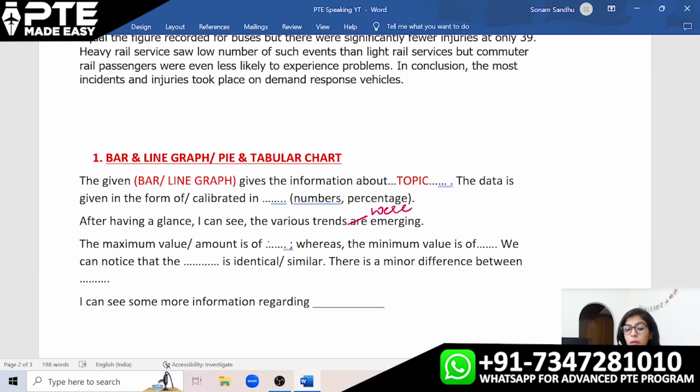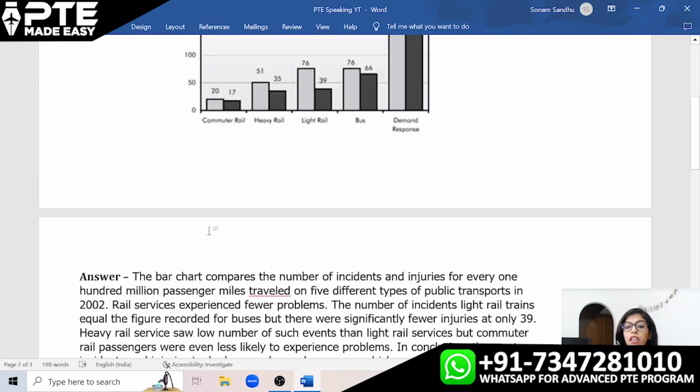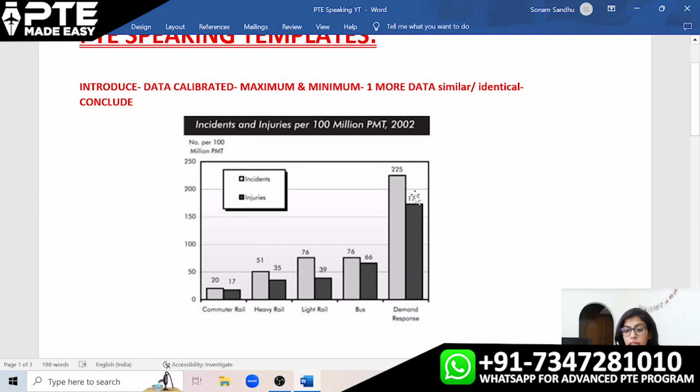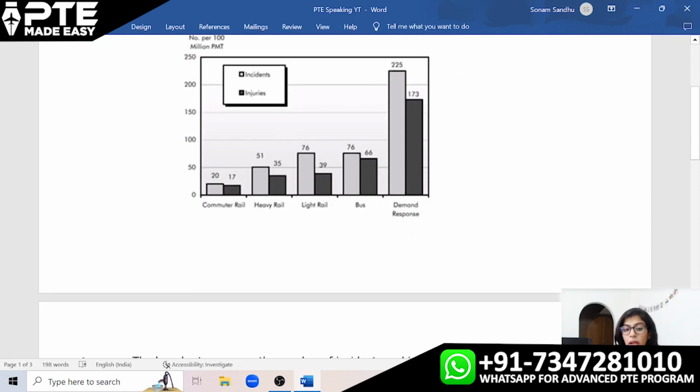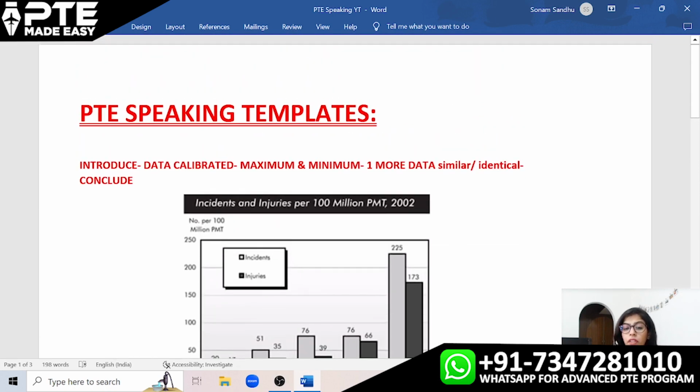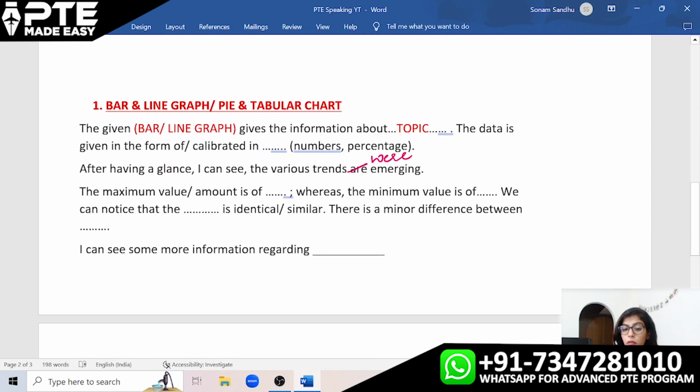The maximum value or amount is of dash, whereas the minimum value is of this. What is the maximum? The maximum number of incidents took place on demand response vehicles, which was 2 to 5, whereas the minimum was 20 on commuter rails. So maximum, minimum, what all do we need to share? We need to simply share introduction, data calibrated, maximum and minimum, one more data either similar or identical, and at the end simply conclude.